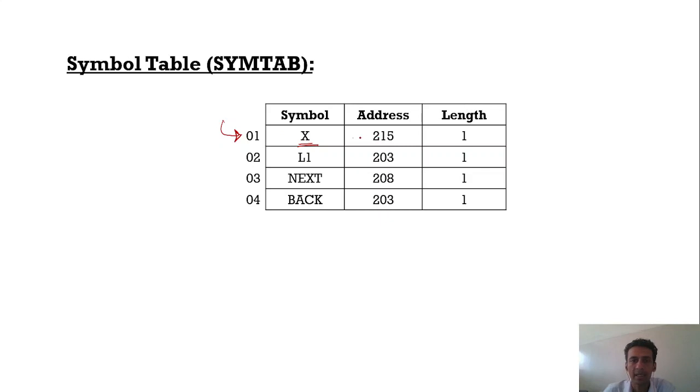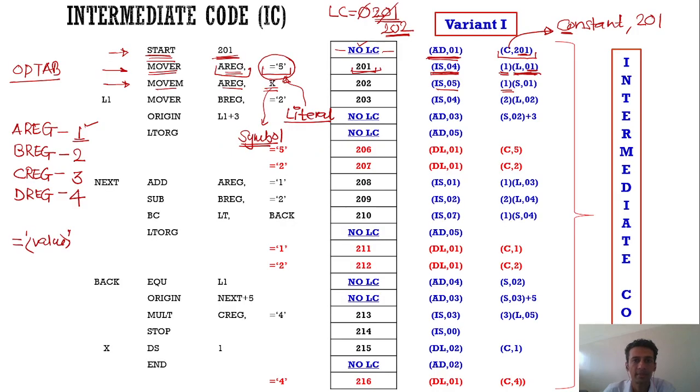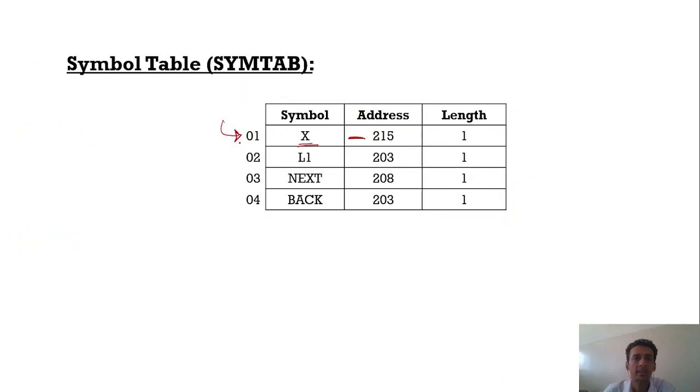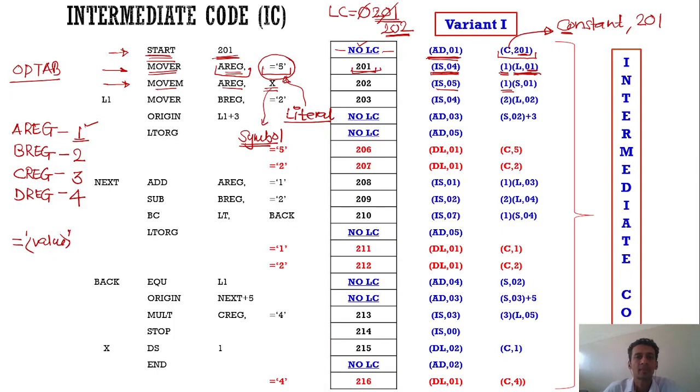And right now the address is going to be blank because this is just the usage of X in the operand field, but X is not yet declared, what exactly this X is. So its address will be blank. Now the LC is going to be 202 because this is an imperative statement, and this X will be written as S comma 01, that is, this is the first symbol in the symbol table.